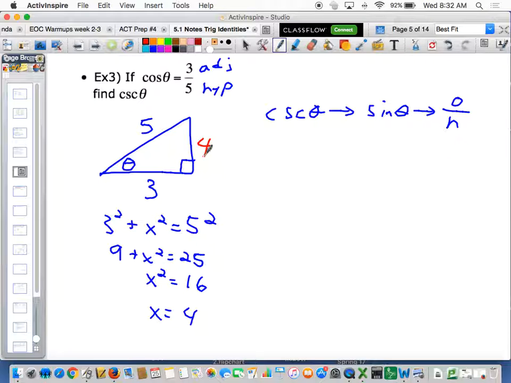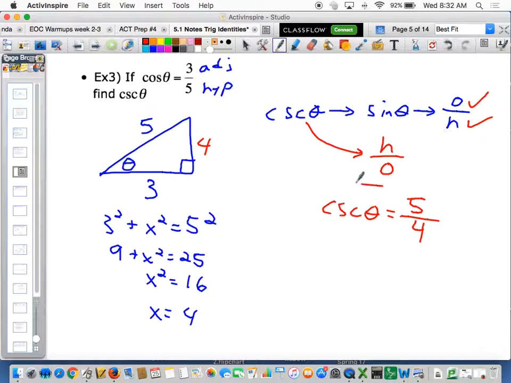And now I have my opposite and hypotenuse. I have both these sides, but that's for sine. I'm looking for cosecant. So cosecant would be hypotenuse over opposite. So my cosecant will be the hypotenuse, 5, over the opposite, which is 4. And there's my answer. So just use some tricks you already know, like making a right triangle, especially when there's not a relationship here.